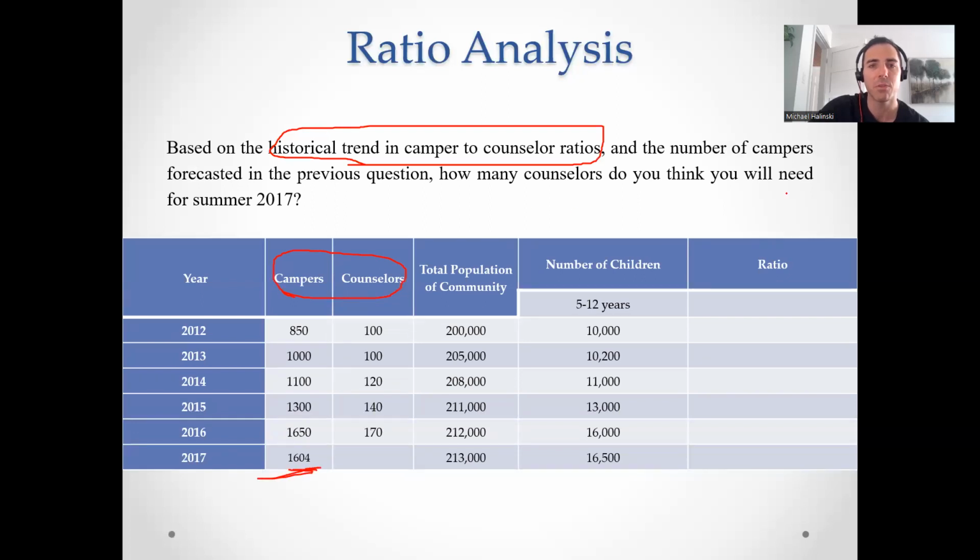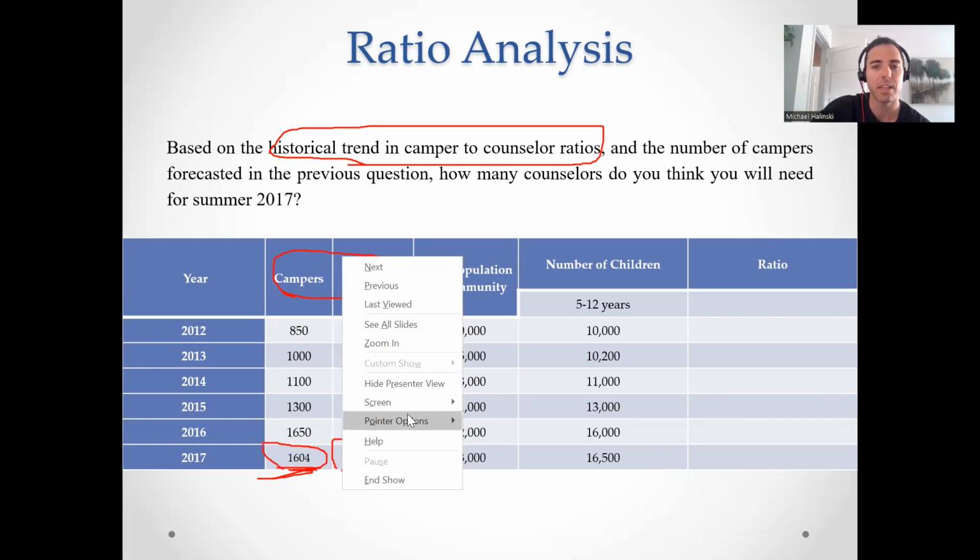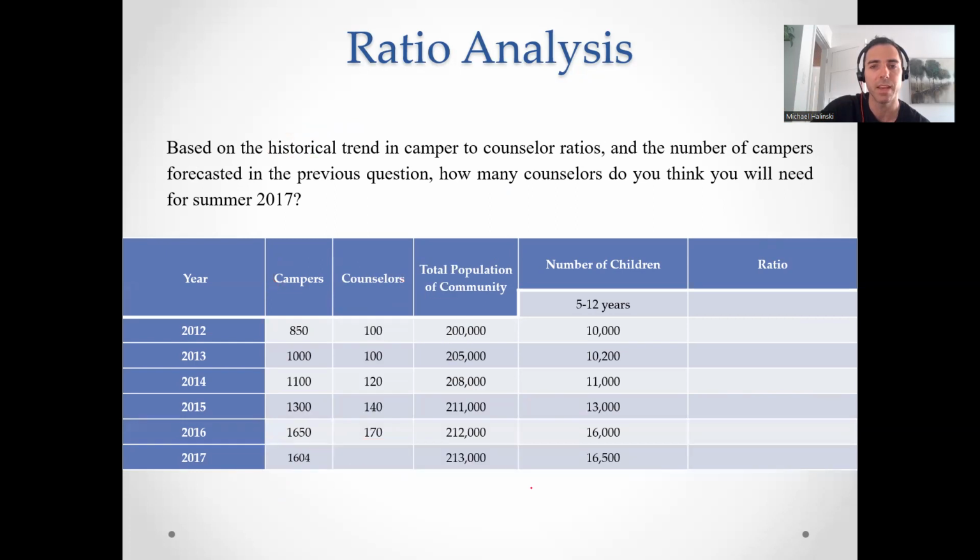How many counselors do you think will be needed this summer? This one's a little bit more straightforward. This question's basically dictating everything you need to do. How many counselors are you going to need next year? It's said right here, with the two columns together. This number is now completed, so we have a better understanding of what we're going to do here. So we know we're going to take a ratio of both of those columns. Real quickly, 850 over 100, 1000 over 100.